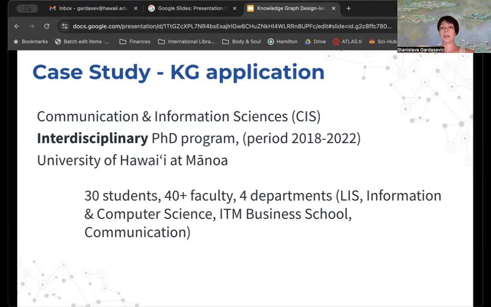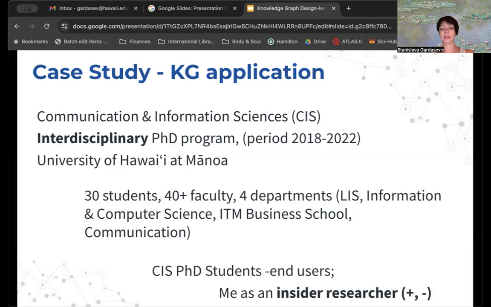And in this program, in any given moment, there are around 30 students, over 40 faculty, from 4 different departments. One is library information science, another is information computer science, one is the business school, information technology management, and one is school of communication. So each student has to create a committee of 5 people that need to be from at least 2 different departments to make it interdisciplinary research.